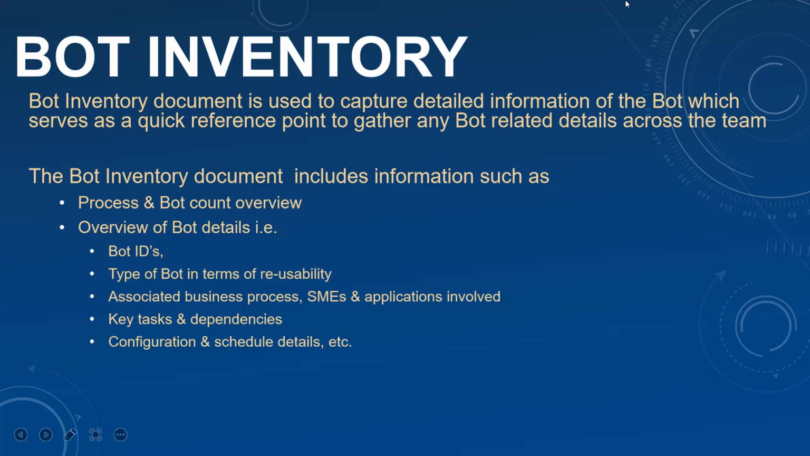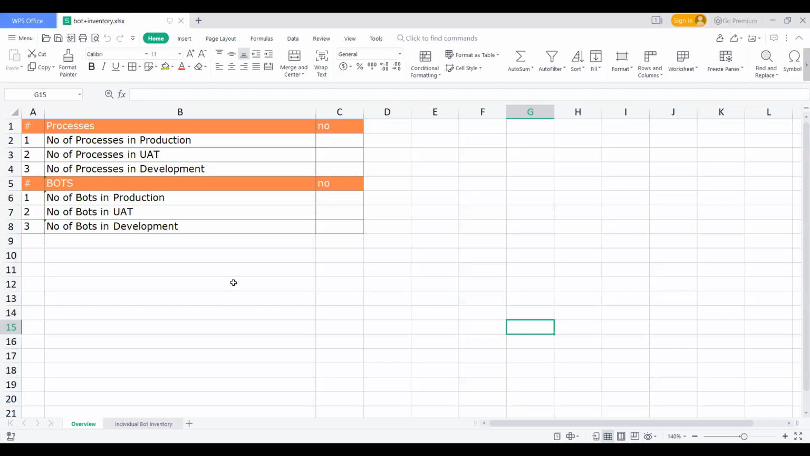Now let's have a look at what this bot inventory document looks like. Again, we are presenting a very simple form of the overview of this document, but it depends on how you want to maintain it, whether you want to make it more detailed, keep it simple, or maintain it in a different format. The one we are showing here is in Excel.